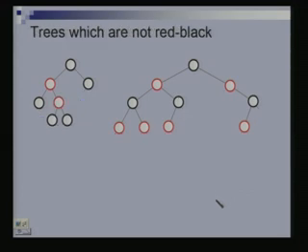Okay. Now, these are 2 examples of trees which are not red black. Why is this not red black? This red node has a red child. So, this is not. Even if I were to put in these external nodes like this, it would not be a red black tree. Why is this not a red black tree?